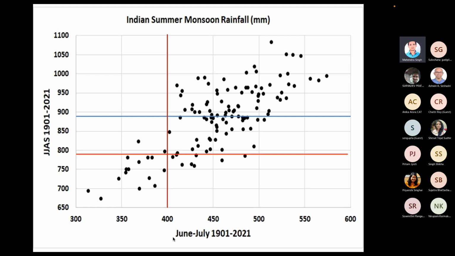Now, I want to discuss the importance of July rainfall. We saw last time that June rainfall has nothing to do with the seasonal mean. It has no predictability. But July is very interesting.